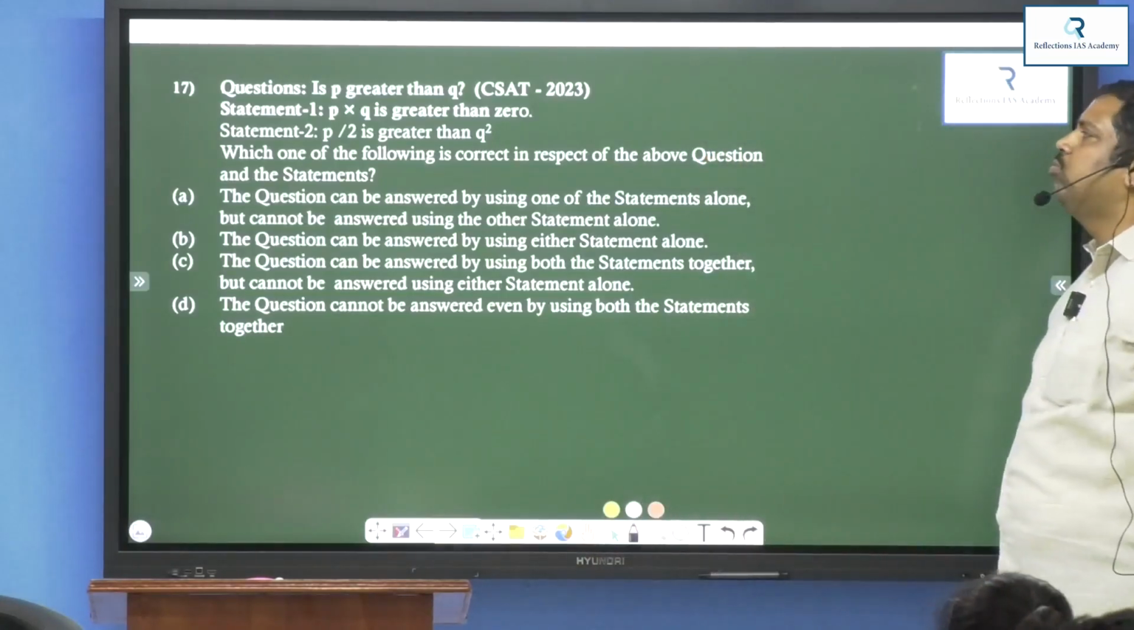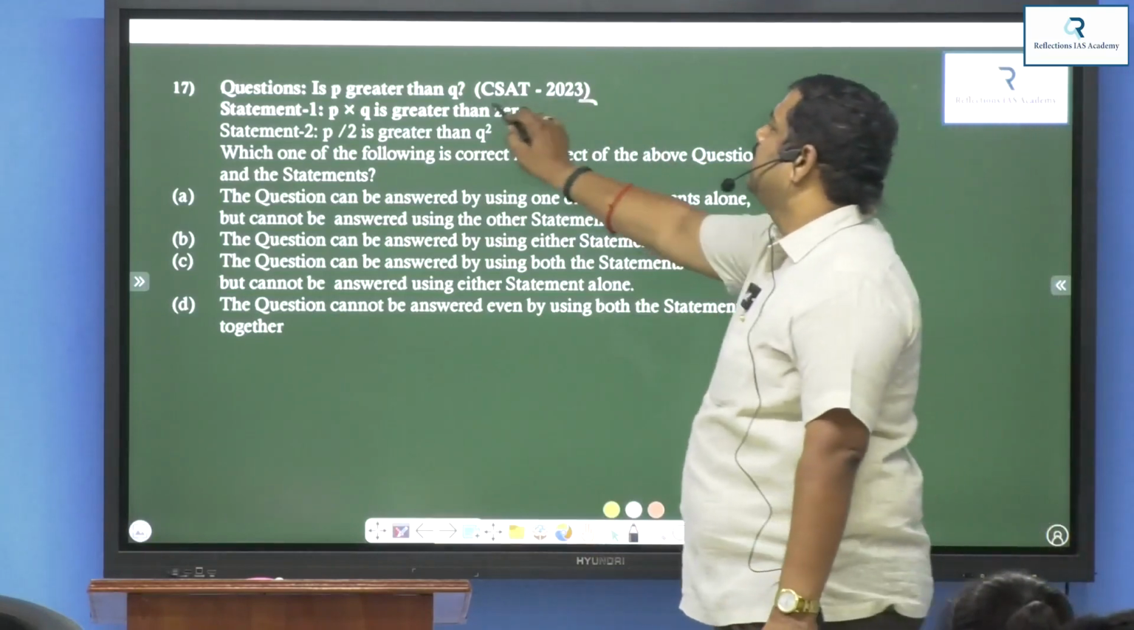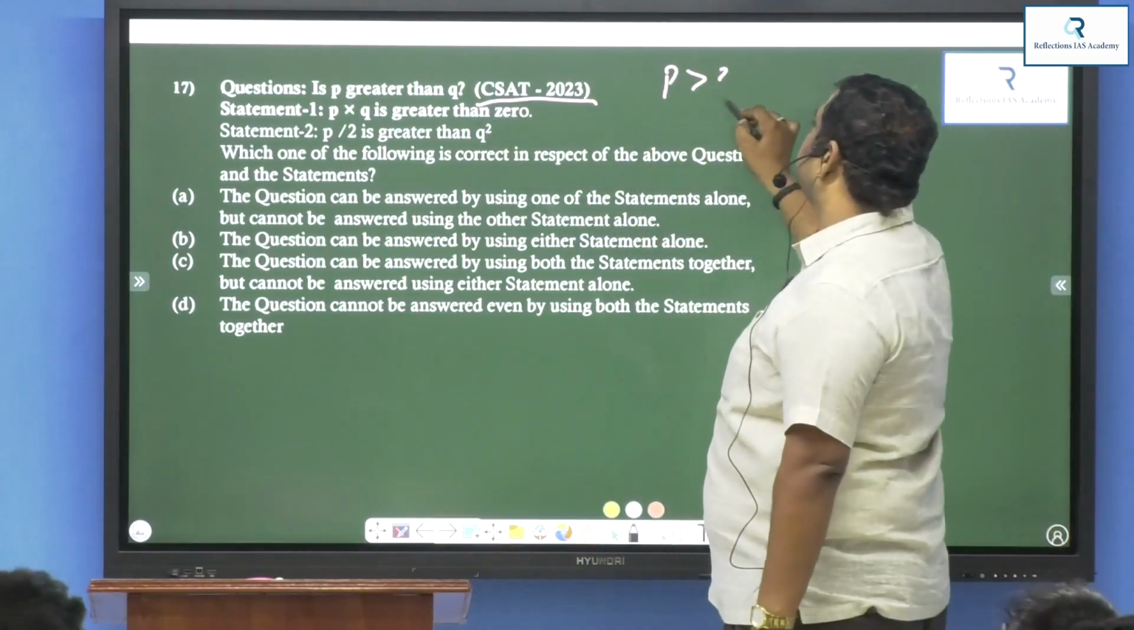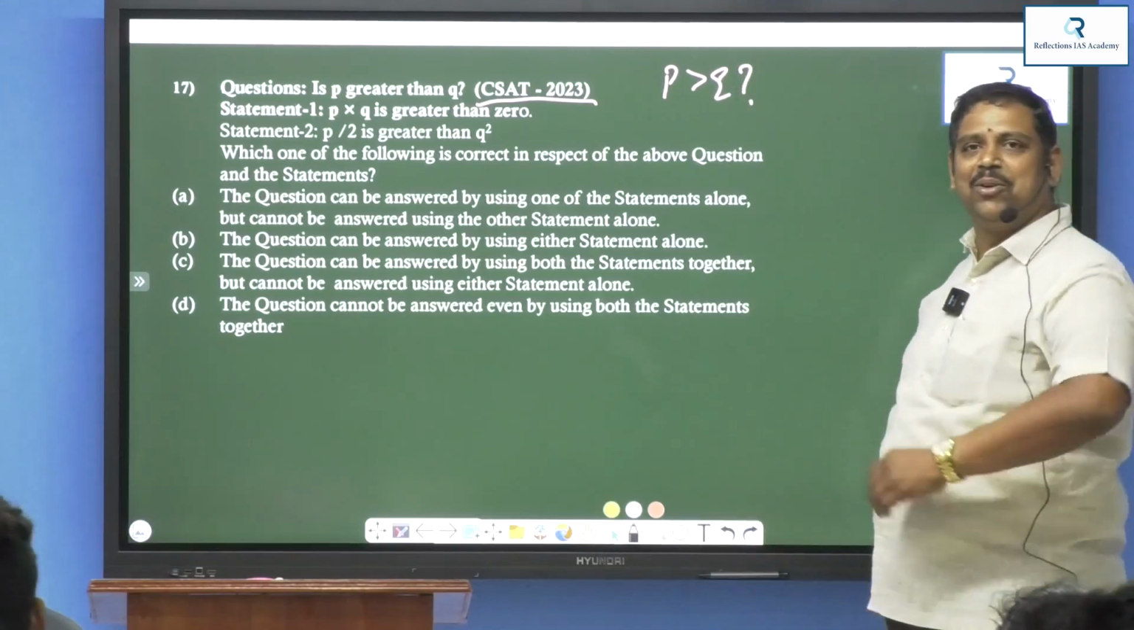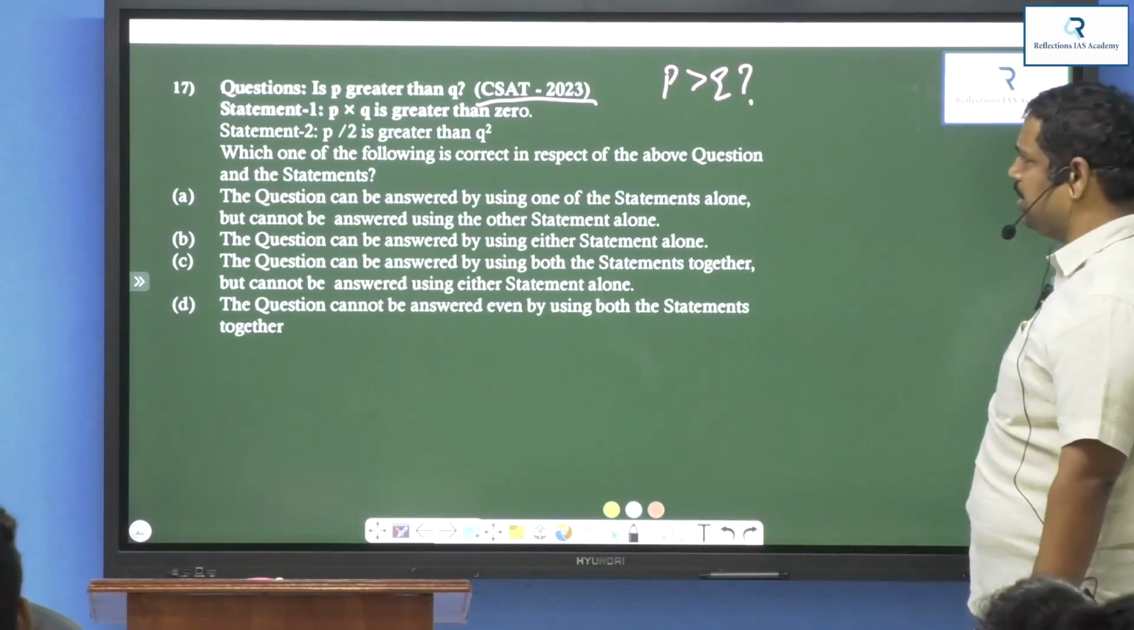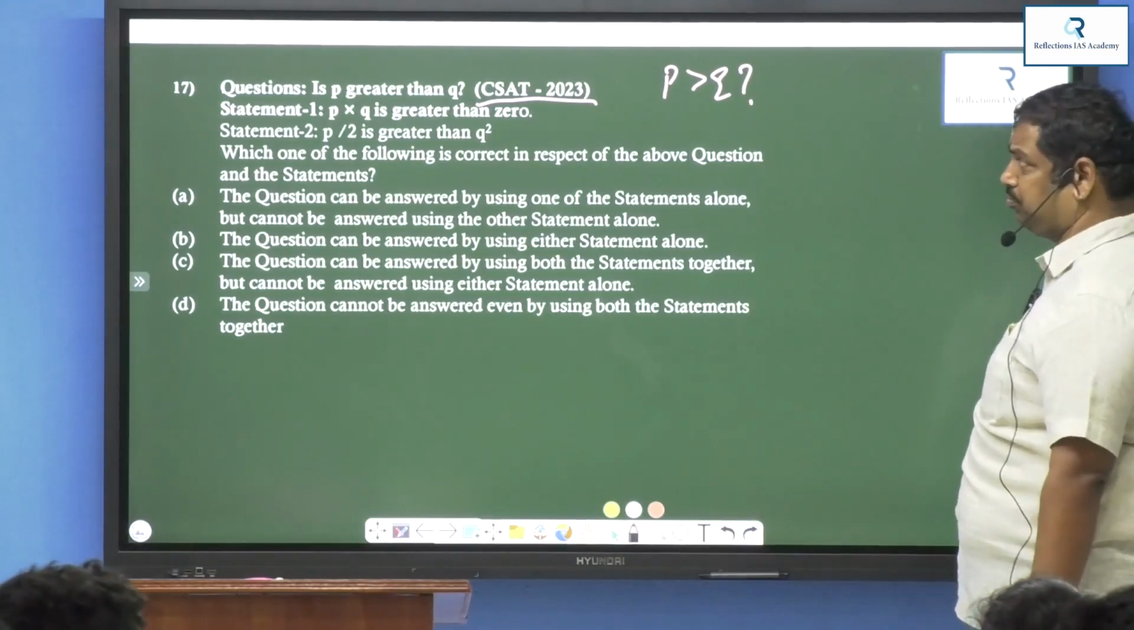Is P greater than Q? CSAT 2023. Is P greater than Q? That is what the question is. Yeah, this question is like mine: is X greater than 5? Yes or no? Good. So statement 1 says that P into Q is greater than 0.